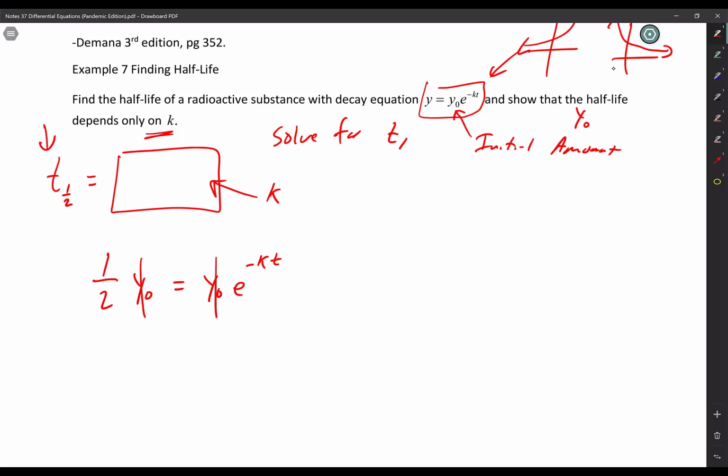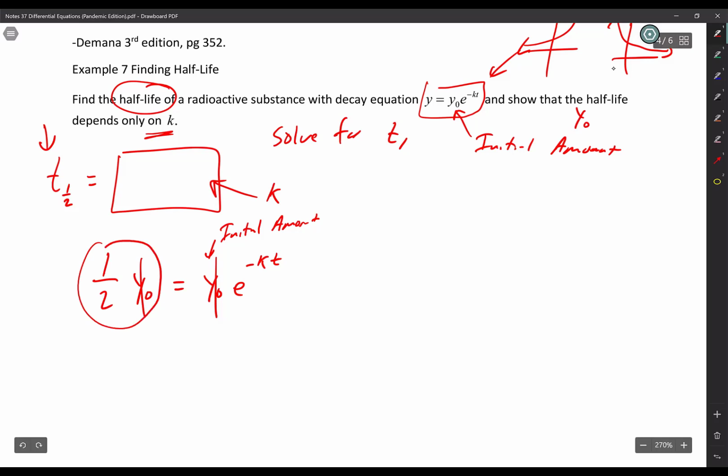Oh, yes. I'm looking for the half-life, right? So if I have half of something, this is the initial amount. And if I want half of the initial amount, this is half times the initial amount. Y naught is the initial amount, and half times Y naught will give me half the amount. Does that make sense? Because I'm multiplying by half. Okay. And so now I just have this, guys. 1/2 equals e to the negative kt.